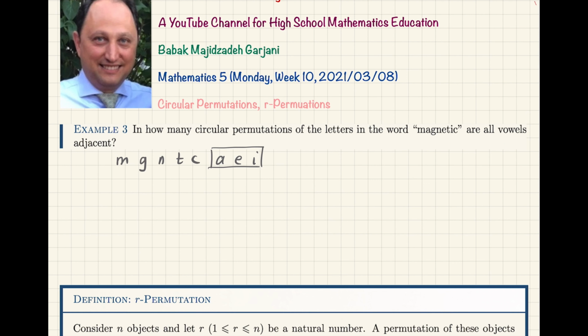Okay, can you continue and answer this question? I want to arrange them about a circle. I am interested in circular permutations. On top of that, I want to count all those circular permutations in which A, E, and I are neighbors, are adjacent. So how should I solve this problem?